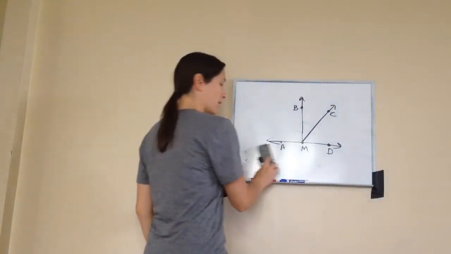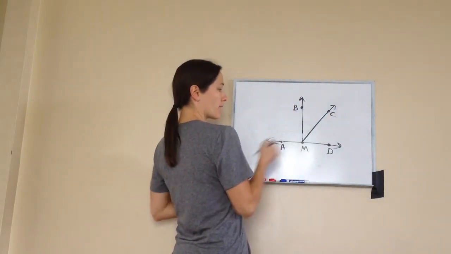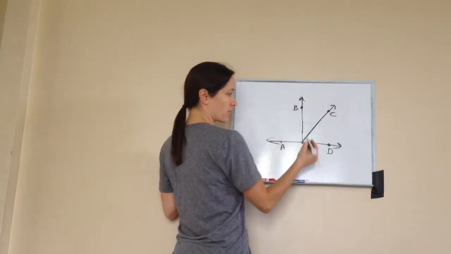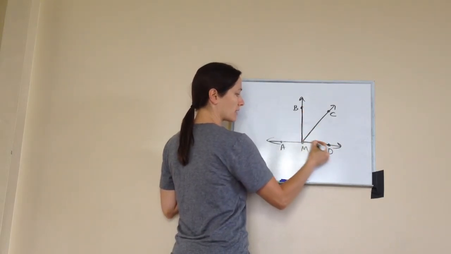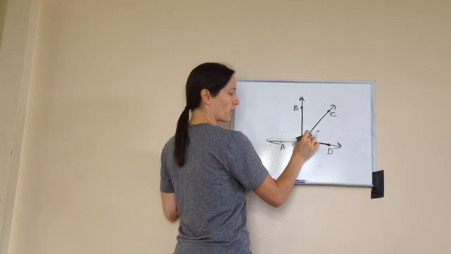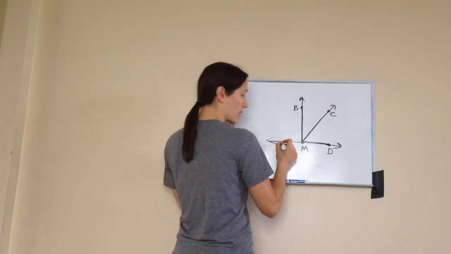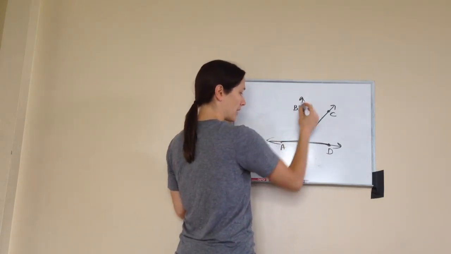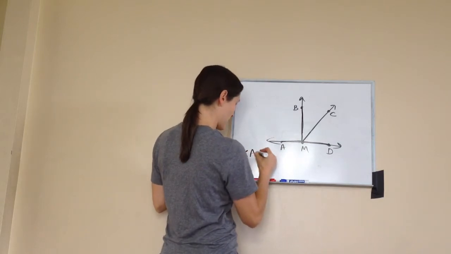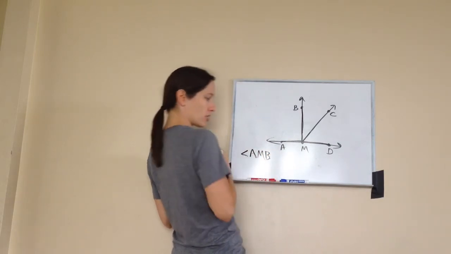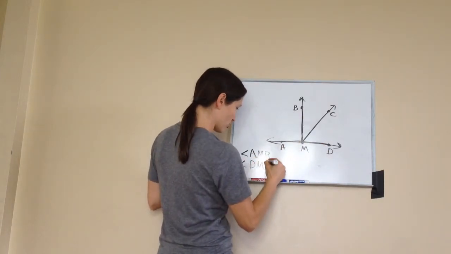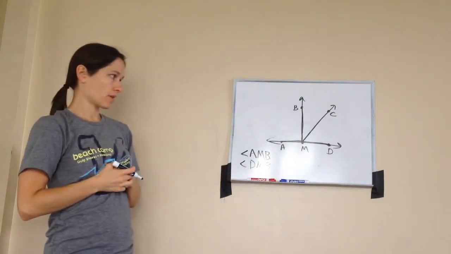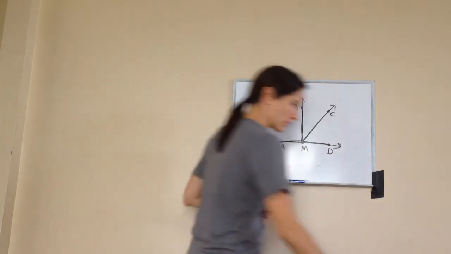The next thing they're wanting us to name is two right angles. So hopefully looking at this, you're able to see that DMB is a right angle, because it's a perfect 90 degrees. Or even AMB. So we would name that AMB, just like that, or DMB. So there's two of them right there, and that's how we would label them.